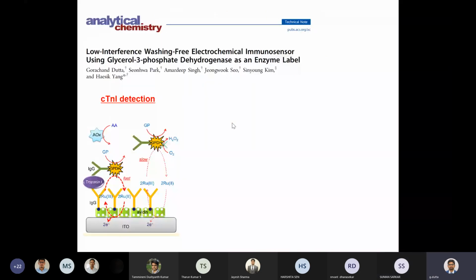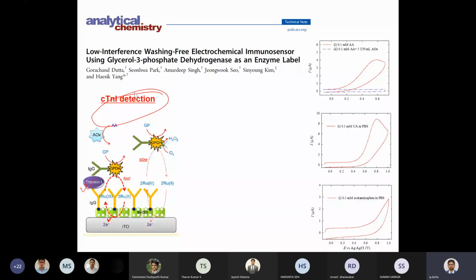In this paper, actually I mentioned one paper. You can try to download this one. You can see that low interference was increased. So one sensor we developed, that is troponin I, one heart disease biomarker we can detect this way. You can read this paper, basically the principle that I taught you is all described in this paper.